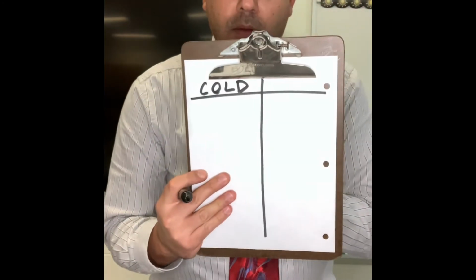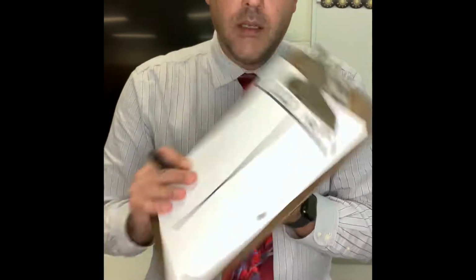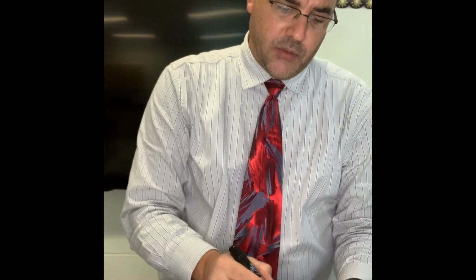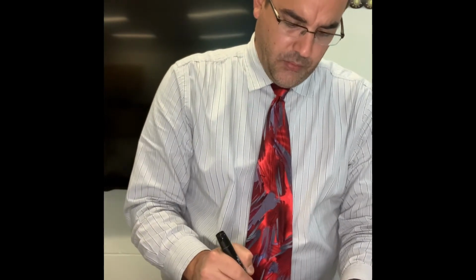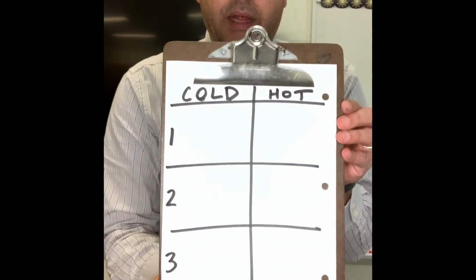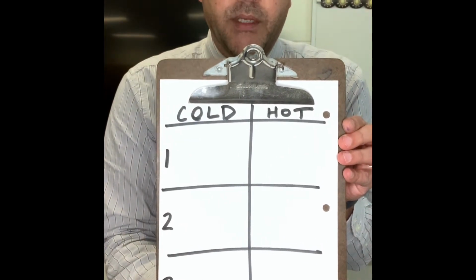And then on the one side, you're gonna write the word cold, okay? And on the other side, you're gonna write the word hot, okay? And then you're gonna make 3 rows, which if you did not know, that means you're gonna draw 2 lines. And then you're gonna write 1, 2, and 3 down the left side. Doesn't matter if it's the left side or the right side. Doesn't matter if it's cold or hot on either side.